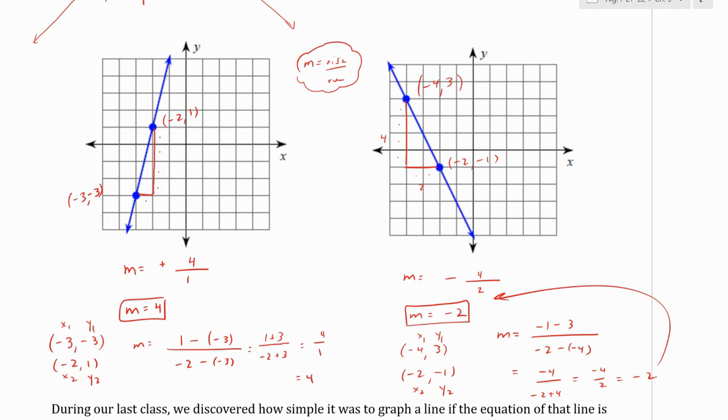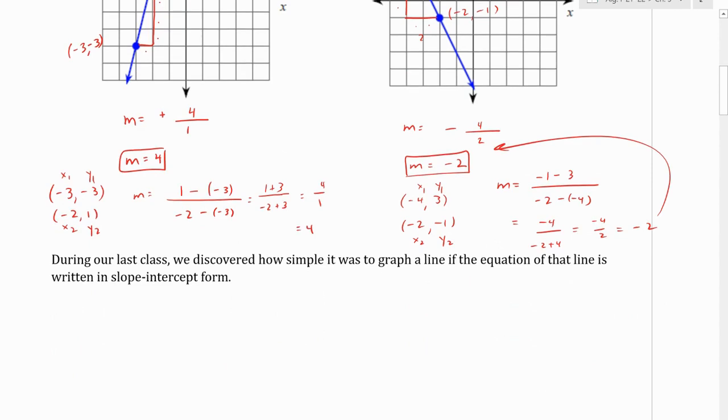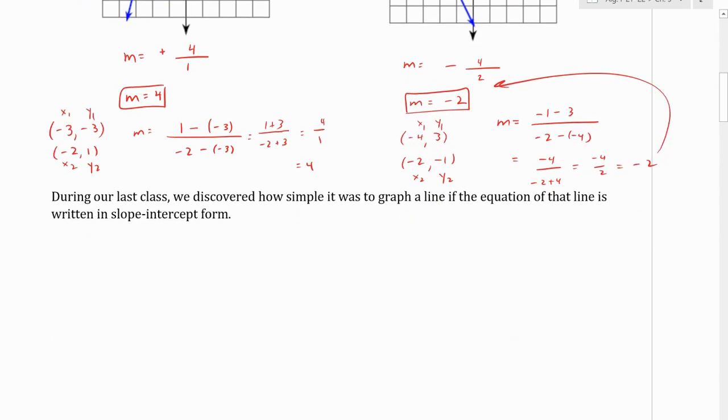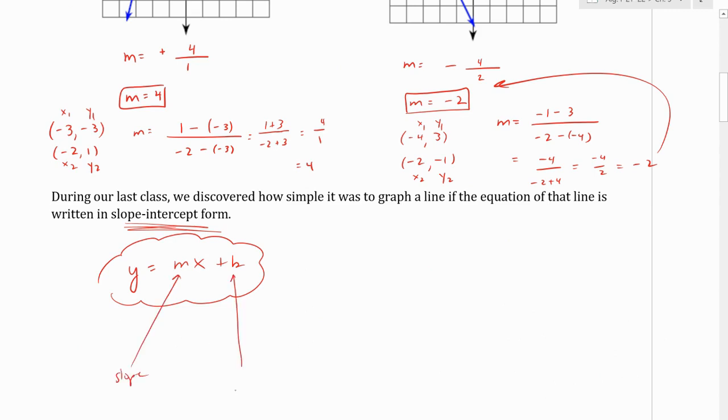Okay. And then we figured out during our last class, if you can graph a line, if it's in slope intercept form, which is y equals mx plus b, where m is the slope and b is the y-intercept. Okay, so if you had y equals 5/3 x plus 3, this thing has a slope of 5/3. It has a y-intercept of +3.